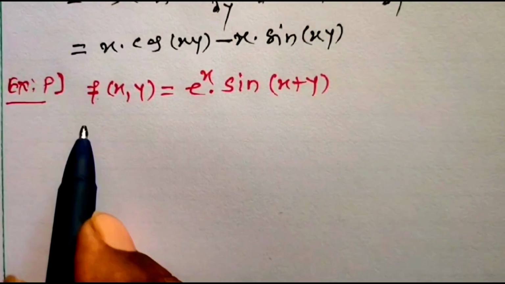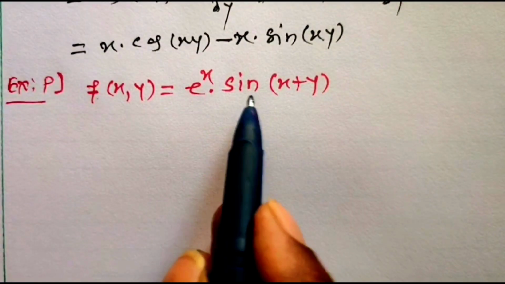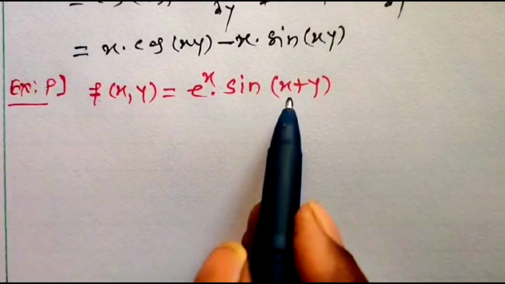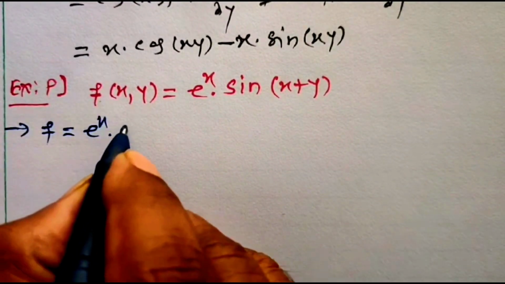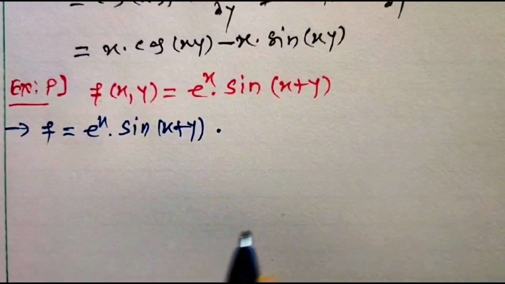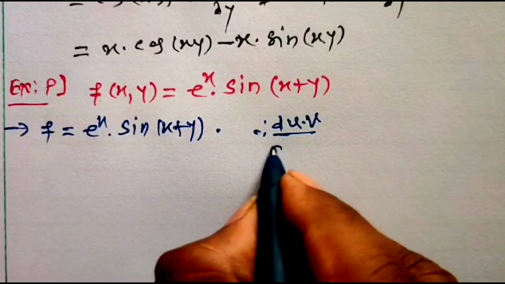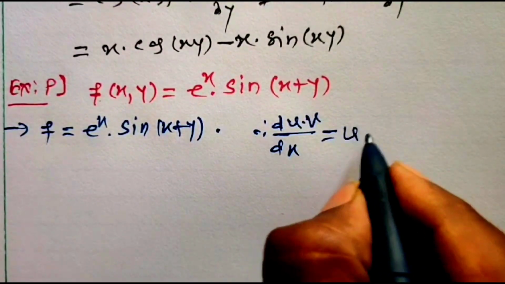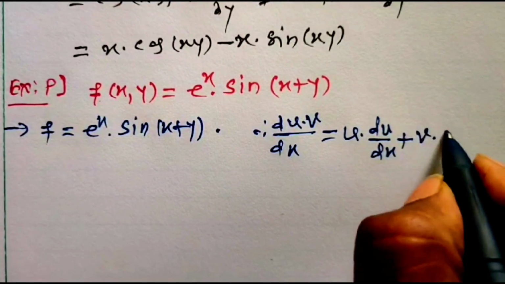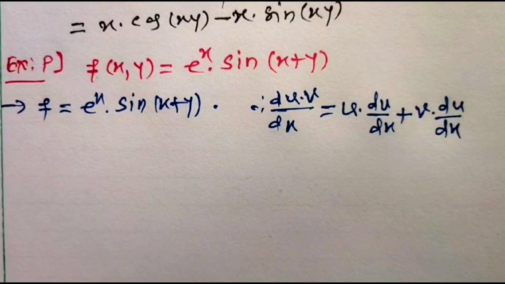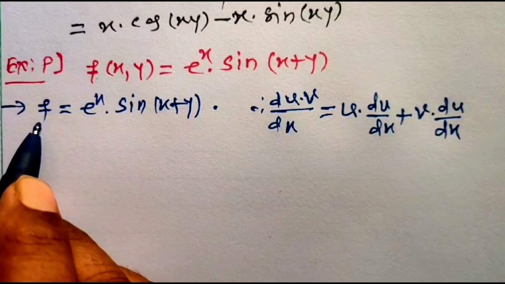Let us solve the next sum. f of x comma y is equal to e to the power x into sin of x plus y. Use the u into v formula. First of all, let f be equal to e to the power x into sin of x plus y. You know, the derivative of u into v with respect to x is equal to u into the derivative of v with respect to x plus v into the derivative of u with respect to x.